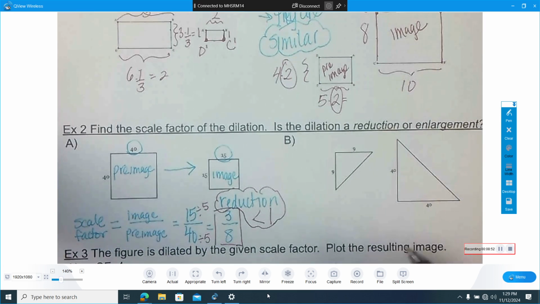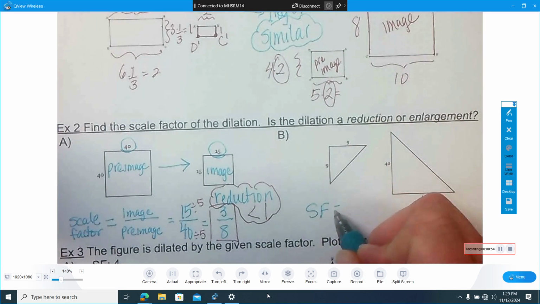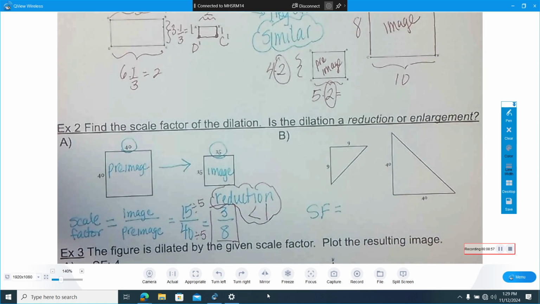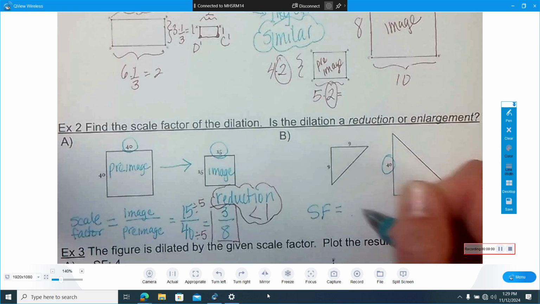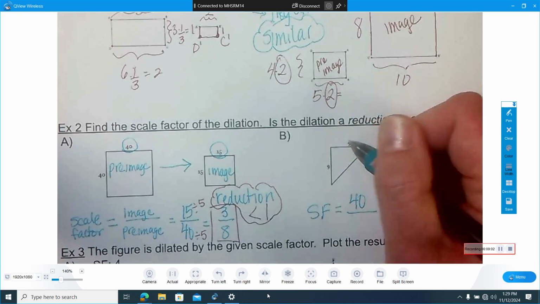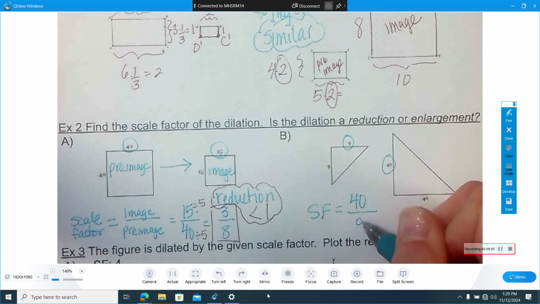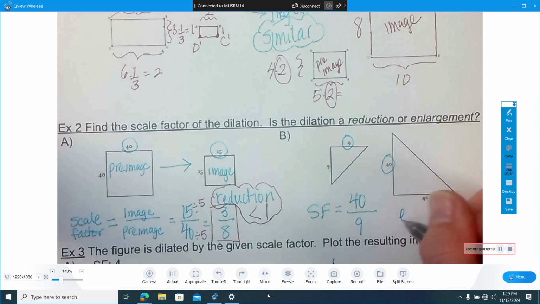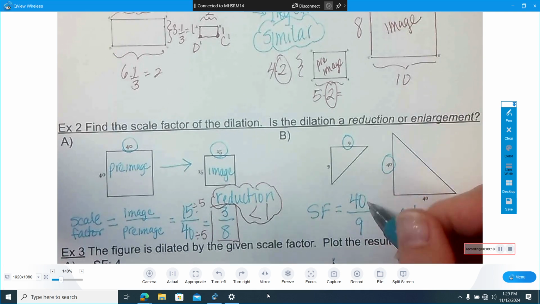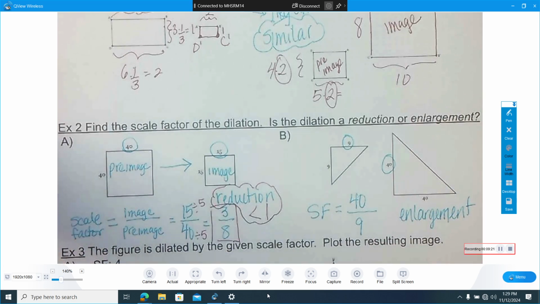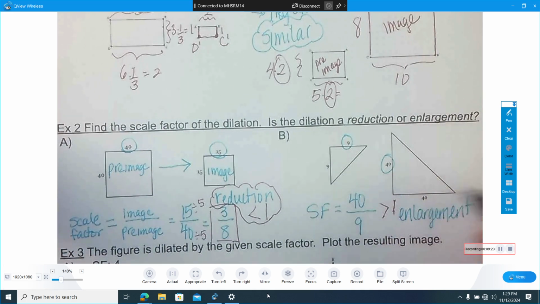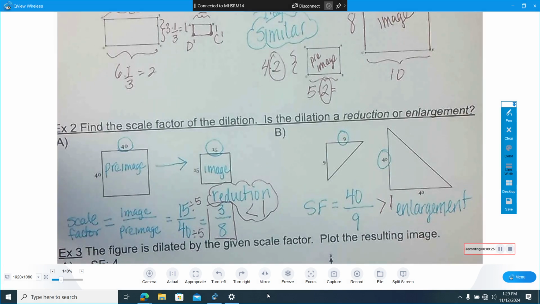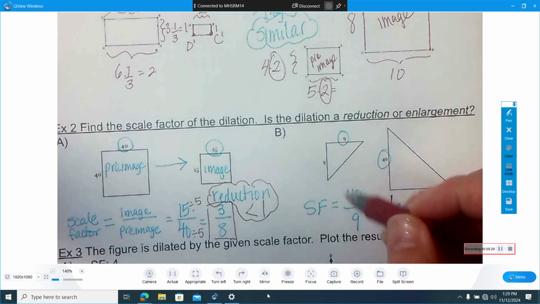All right. Letter B here, scale factor. What's our ratio going to be? 40 divided by 9. That doesn't reduce. Reduction or enlargement? Enlargement. And again, we can see it, but this fraction, 40 over 9, is greater than 1. 9/9 would be 1, so 40/9 is a lot bigger than that. Okay?